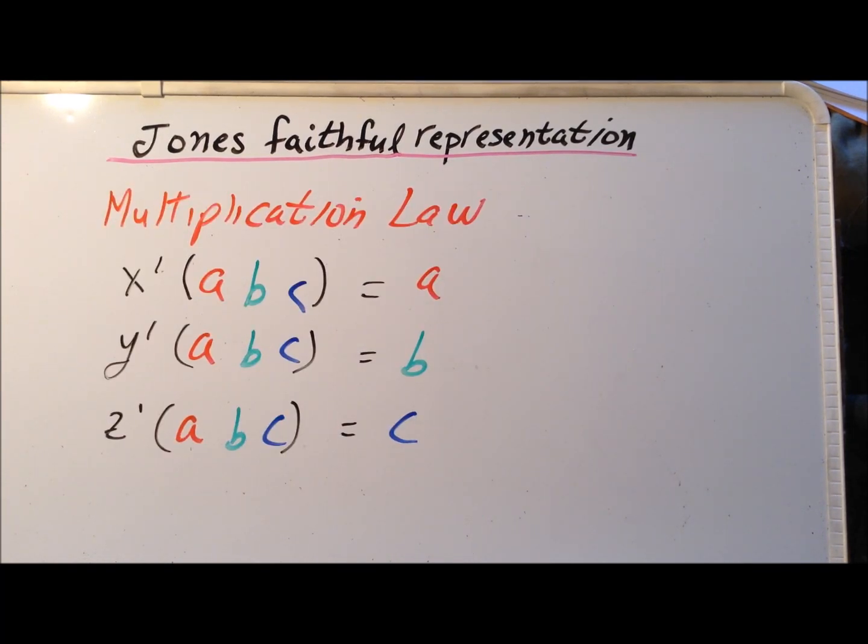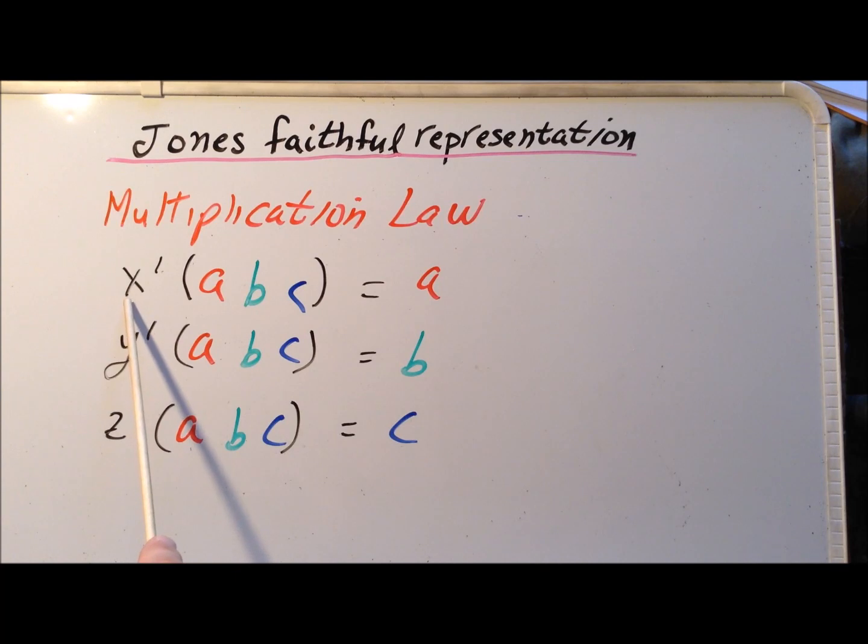The Jones-Faithful representation also has the advantage that we can define a multiplication law, which simplifies the multiplication of the representations. In this particular case, we do the multiplication from the left-hand side, whereas with the basis vector representation, we did the multiplication from the right-hand side.